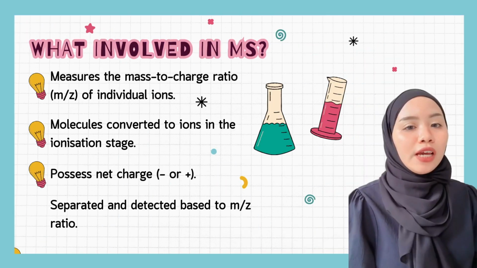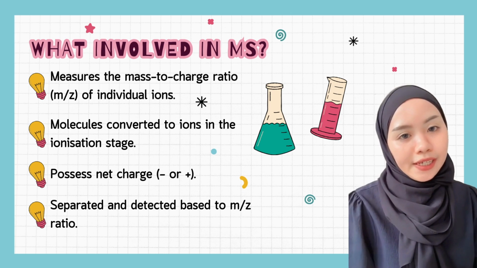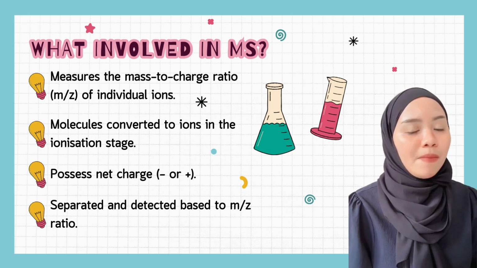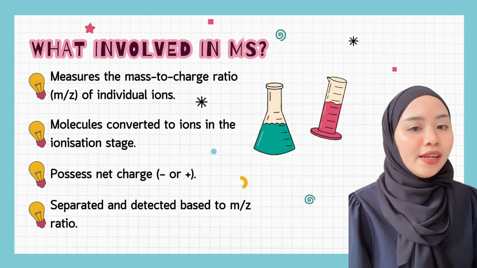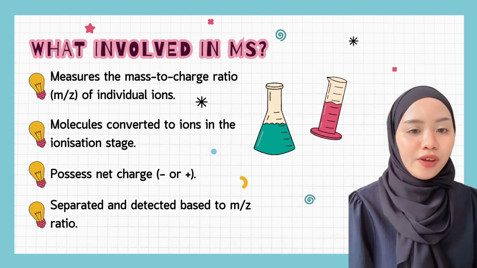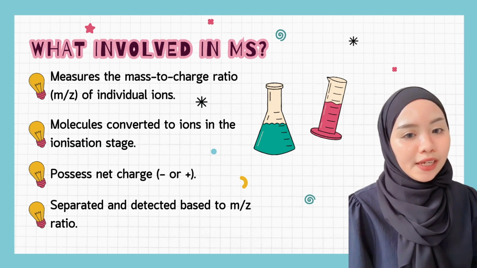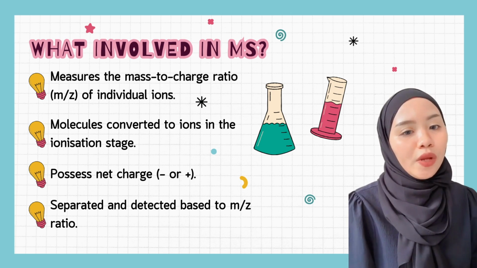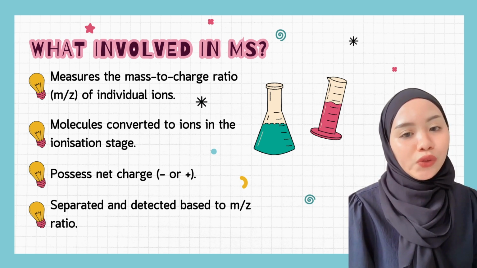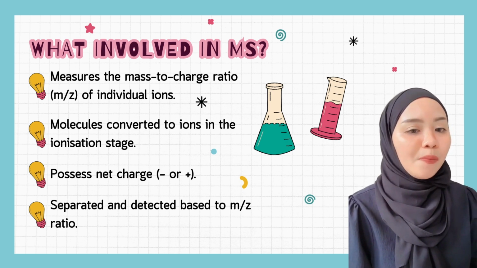Now, I will be talking about mass spectrometry or MS. MS is a powerful analytical technique used to measure the mass-to-charge ratio of ions, helping us identify and analyze molecules in various fields. What is mass spectrometry? Mass spectrometry is an analytical technique that determines the mass-to-charge ratio, or m/z, of individual ions. This allows us to determine molecular mass, structure, and composition with high precision.